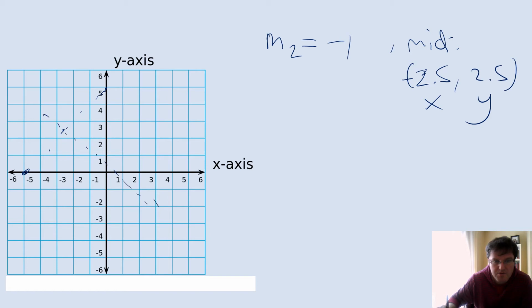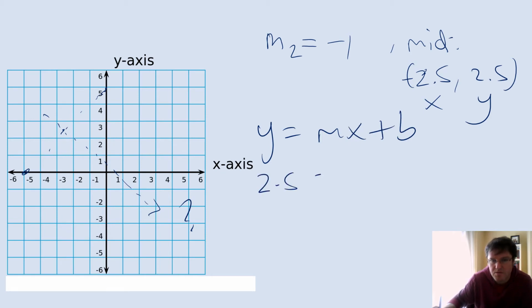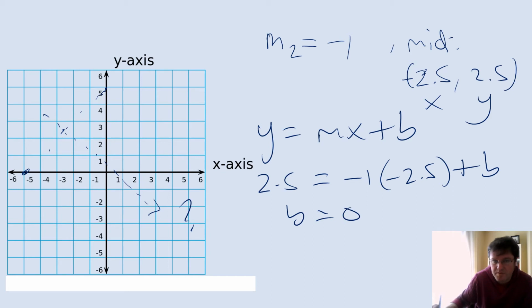And I'm going to drop these values into y equals mx plus b. So I've literally got 2.5 equals negative 1 times negative 2.5 plus b. B is therefore 0. You can see that's just going to give me 2.5 here, right?